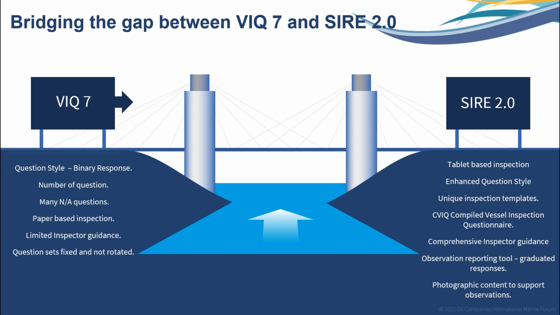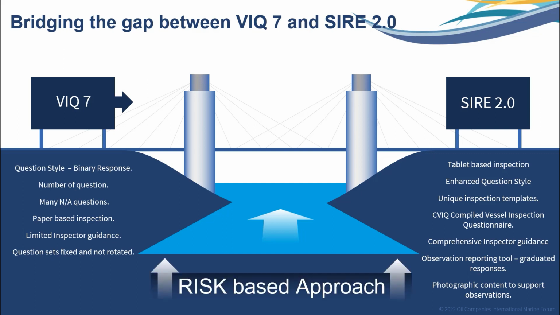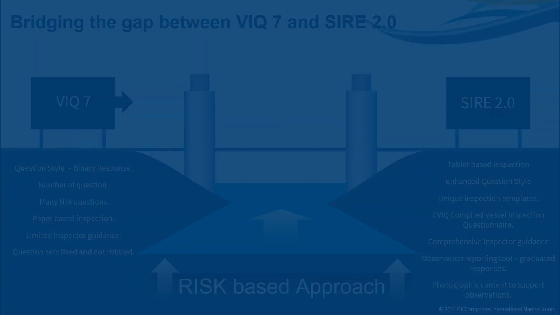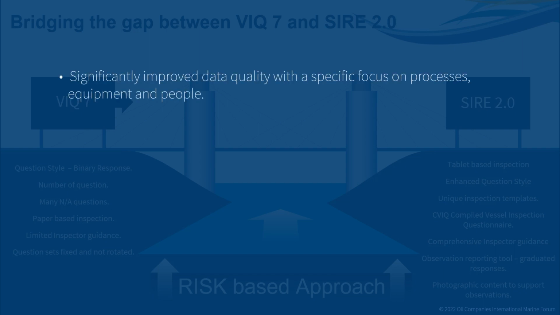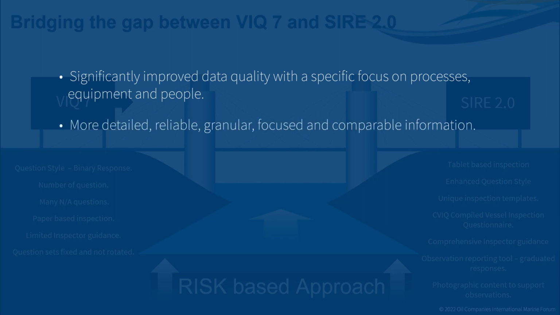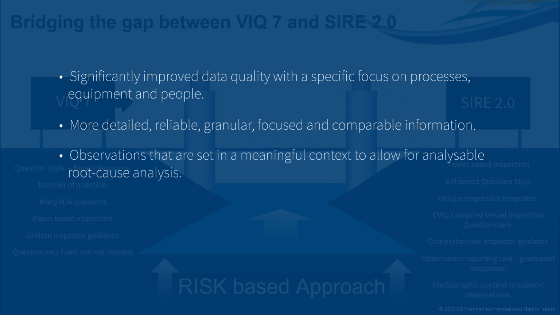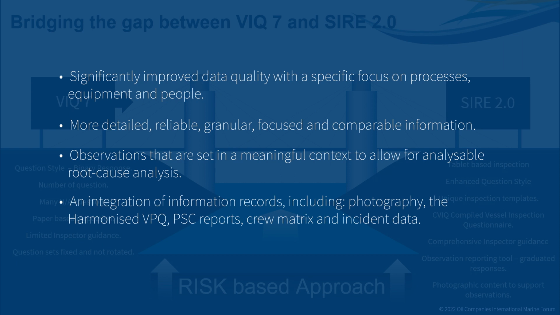So how will SIRE 2.0 with the risk-based approach enhance marine assurance processes? It will provide significantly improved data quality with a specific focus on processes, equipment, and people. More detailed, reliable, granular, focused, and comparable information. Observations that are set in a meaningful context to allow for analyzable root cause analysis. An integration of information records, including photography, the harmonized VPQ, PSC reports, crew matrix, and incident data.